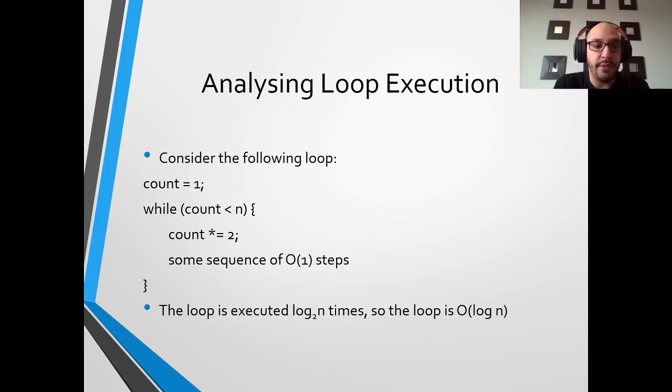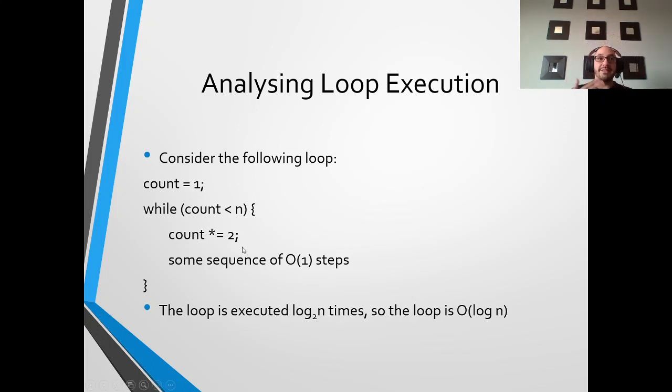So in this example, I have a while loop. I have a variable count that is equal to 1, and I have a while loop that is going to repeat itself as long as count is lower than n, and n could be any value. Now, what is important here is that we need to take a look at what is inside the while loop. So inside the while loop, I have some sequence of O(1) steps. Again, whatever I have inside is always going to take the same amount of time. So how many times is this going to happen?